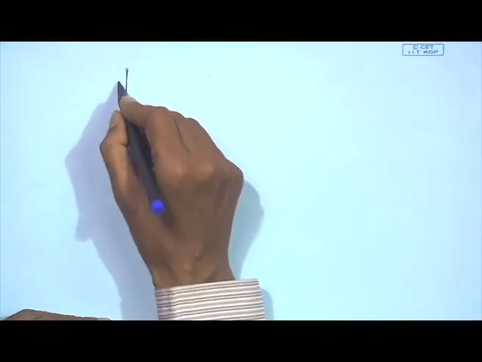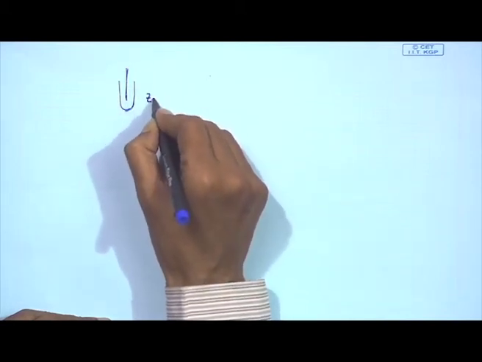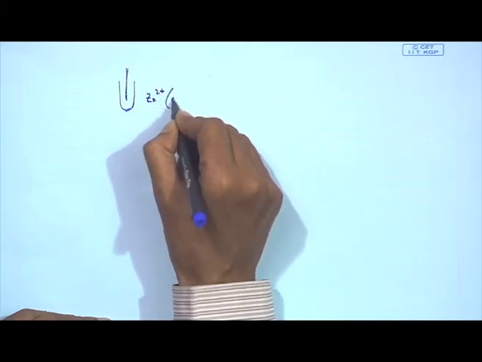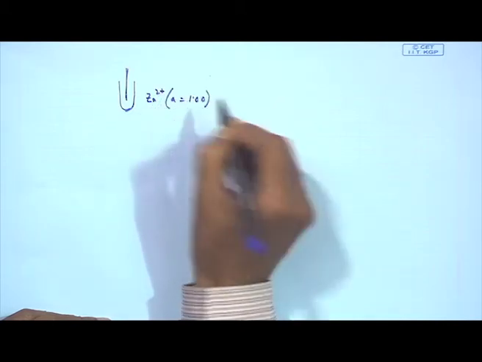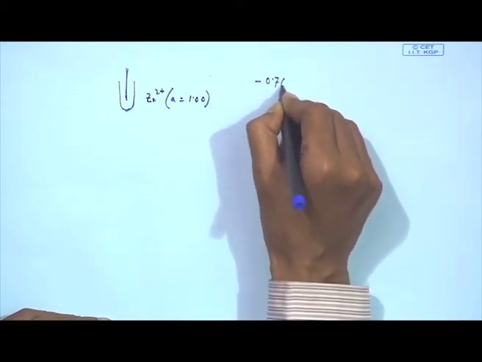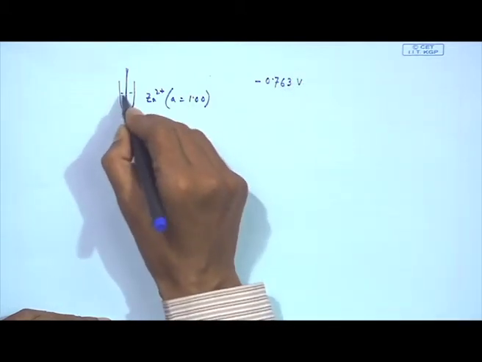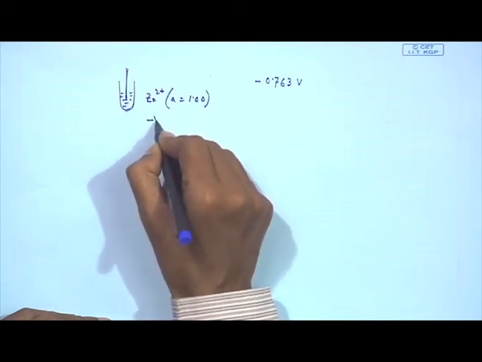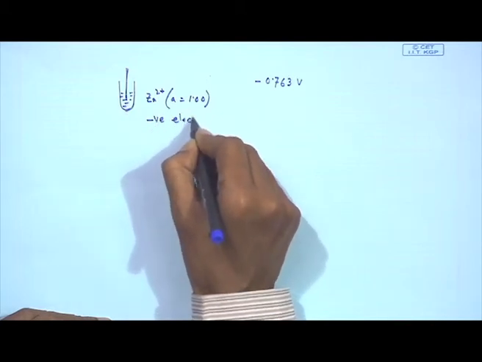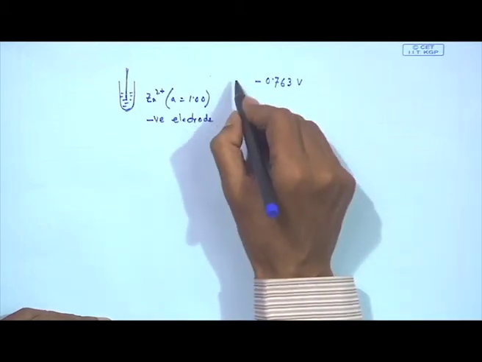Similarly, we get the corresponding electrode for zinc when the zinc electrode is dipped inside a zinc solution. So, zinc 2 plus, again having activity 1, can develop a potential of minus 0.763 volt. Again, this can be your negative electrode, and this will be your corresponding potential.